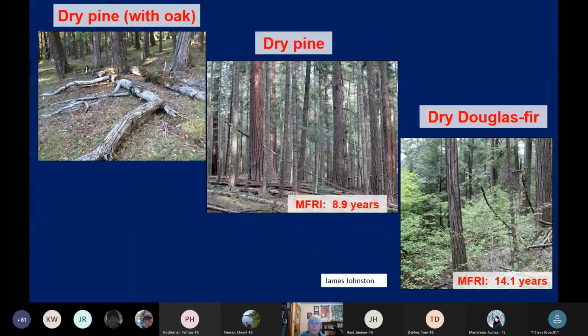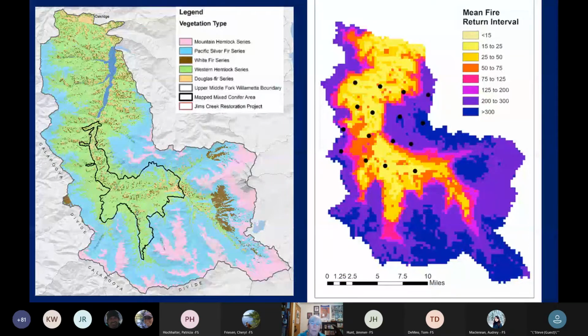And what his initial results have shown us is that, yes, fire has been a very frequent visitor to these stand types, especially in the dry pine type with oak with 5-year mean fire return intervals. And he went ahead and imputed the results of his fire history work to some of the Rigdon area.